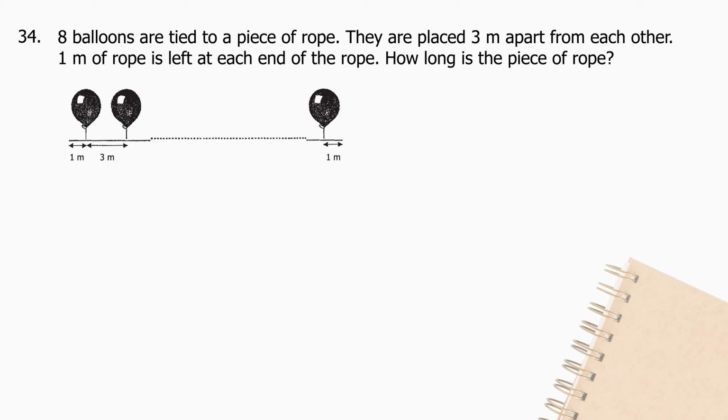Question 34. 8 balloons are tied to a piece of rope. They are placed 3 meters apart from each other. 1 meter of rope is left at each end of the rope. How long is the piece of rope?